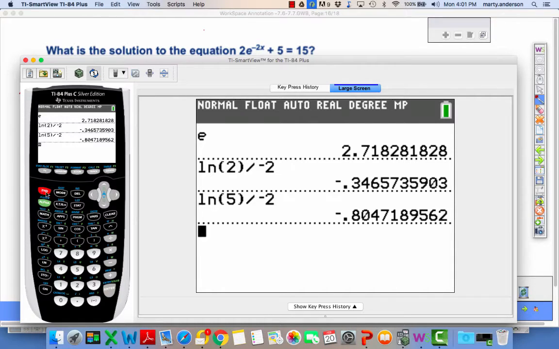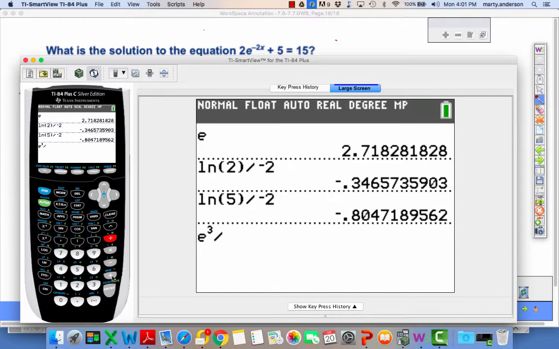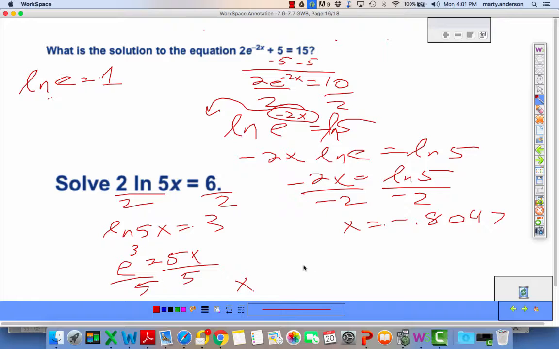Remember where the e is. Second and the division sign. E raised to the third divided by 5. Calculator does it for you. 4.017.